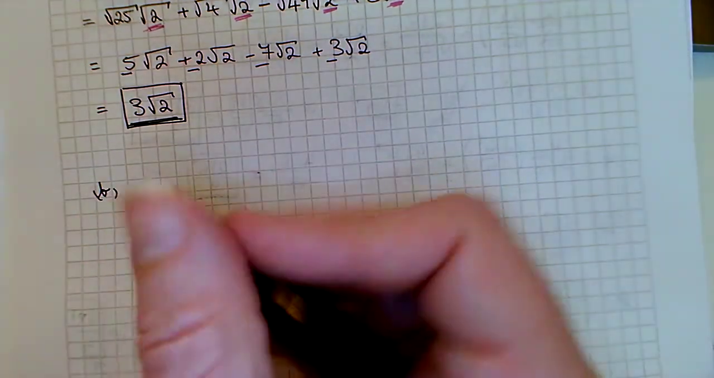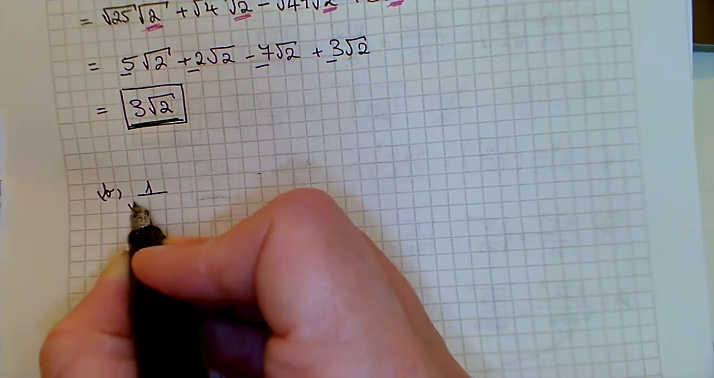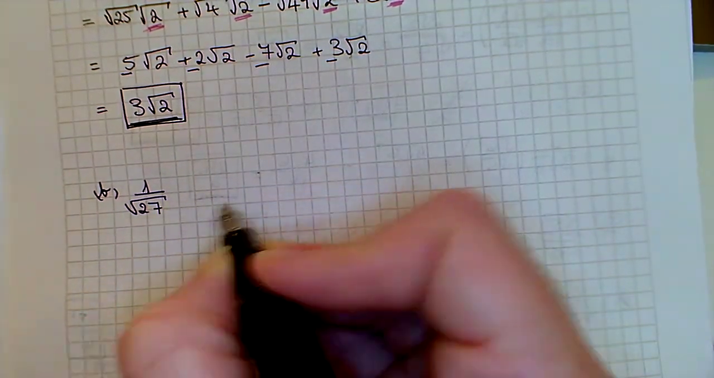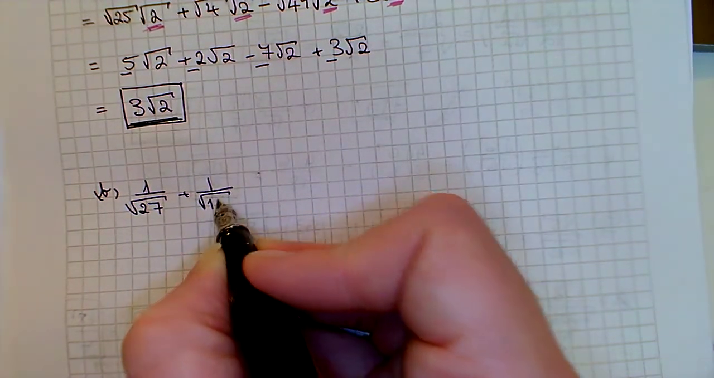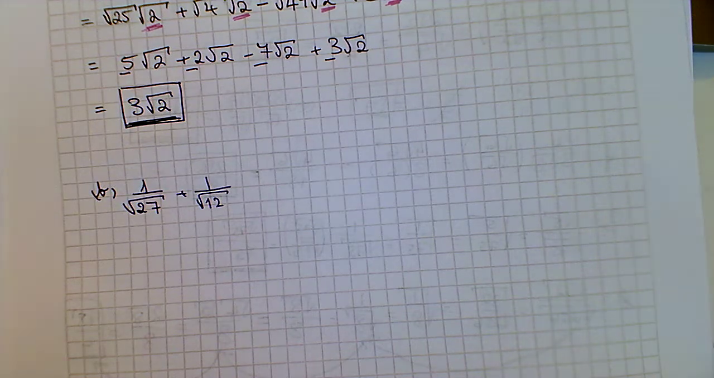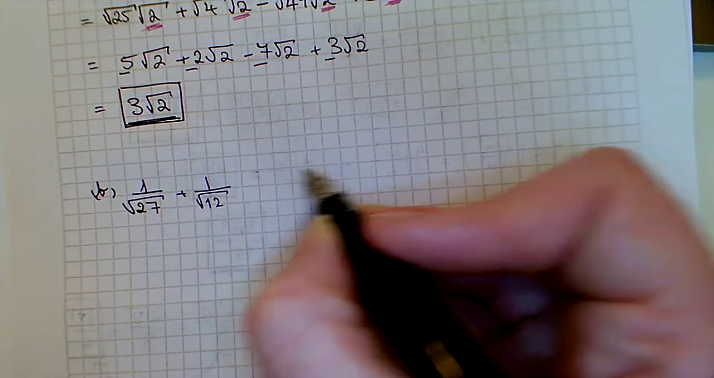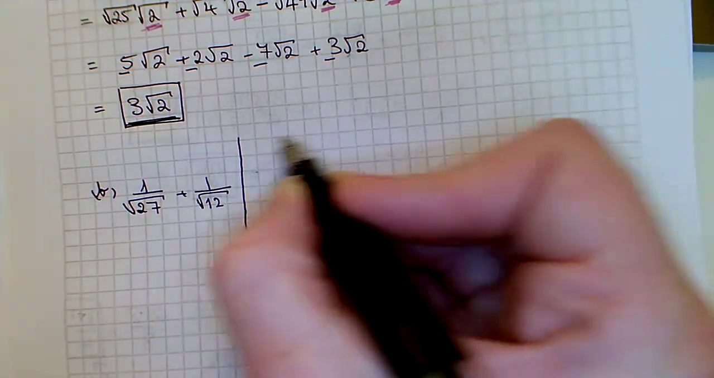For part B then, we were asked to add these two fractions, 1 over root 27 plus 1 over root 12. Now, when I want to add these, it's a little bit complicated because when we add fractions, we need to find a common denominator, but now we're dealing with surds. So first I'm going to rationalize the denominators. And I think that should make my life easier.